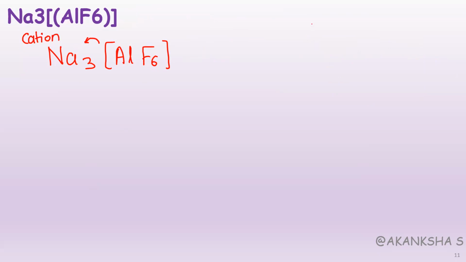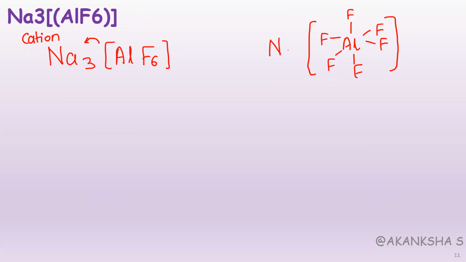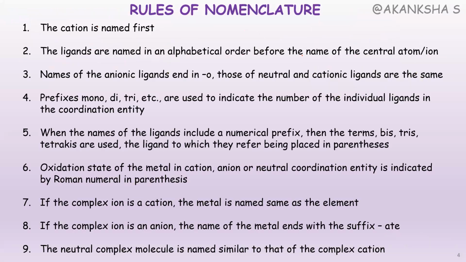How do we represent this? We are going to first represent our main complex, which is aluminium, 6 fluorines, 1, 2, 3, 4, 5, 6. And before this bracket even begins, we are going to mention our sodium. Okay, so this is how we are going to formulate a given complex.